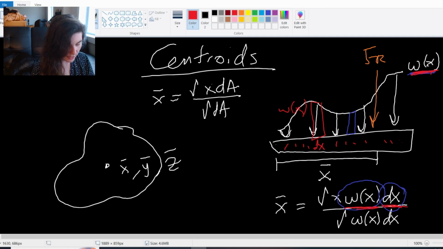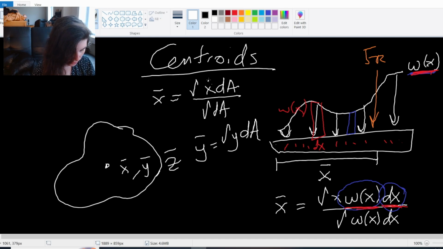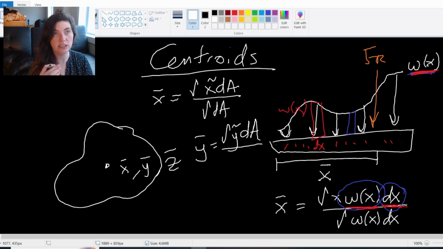So we have this, and it's the exact same for our y and our z, right? So our y bar would just be the integral of our y dA. And these y's and x's actually have little tildes over them, representing the centroid of each individual rectangle. And we'll kind of break down more what that means with dA.